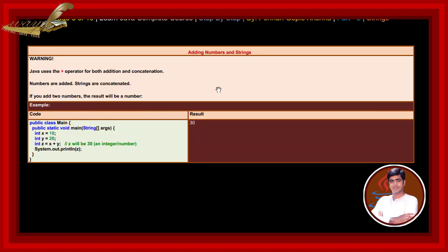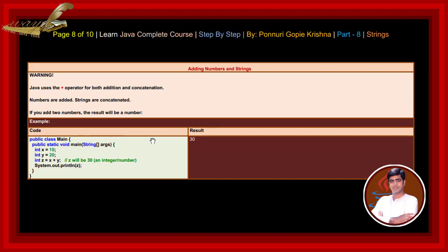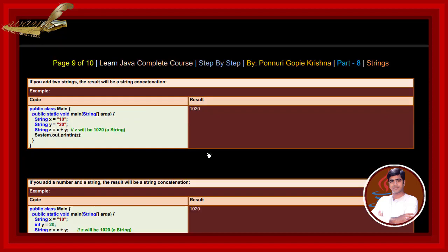Adding numbers and strings. Warning, Java uses the plus operator for both addition and concatenation. Numbers are added, strings are concatenated. If you add two numbers, the result will be a number. See here, int x = 10, int y = 20. See, both were added, the result is 30. If you add two strings, the result will be a string concatenation. See here, String x, String y. See, String z = x + y. z will be 1020, a string.